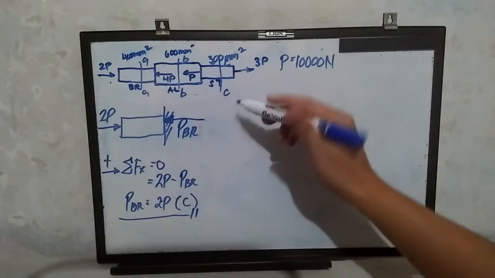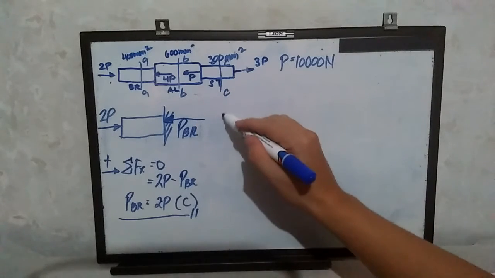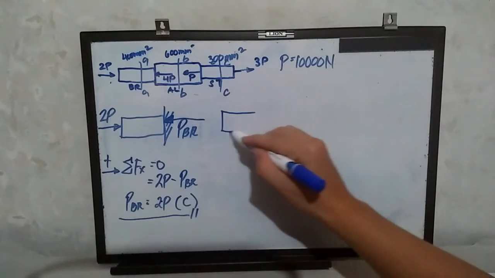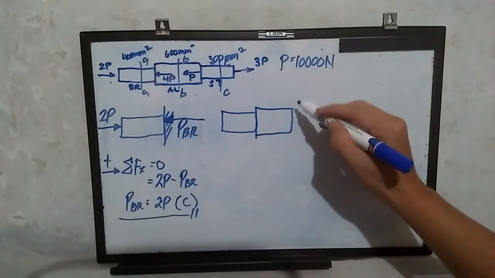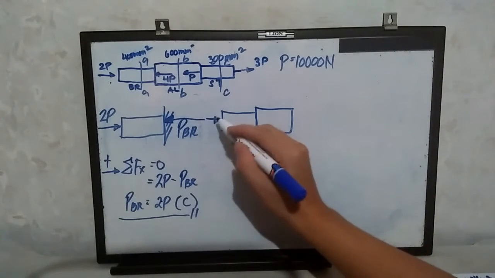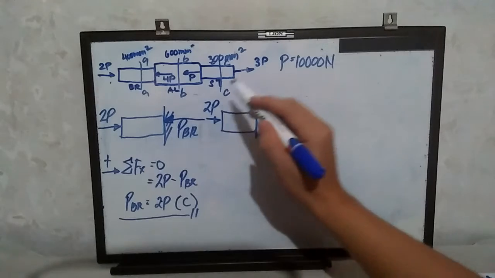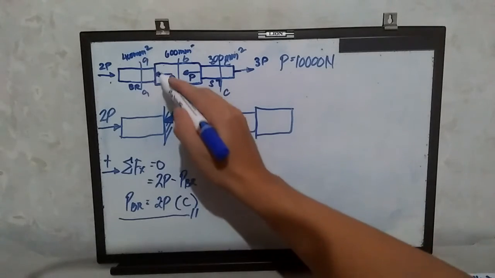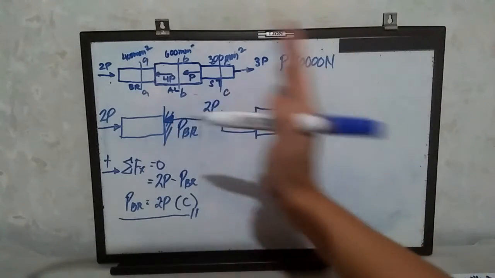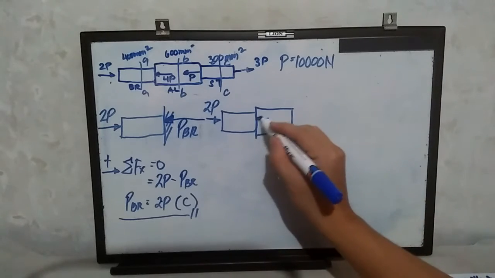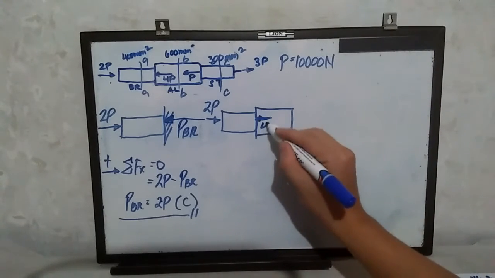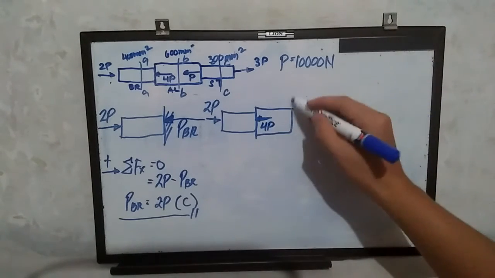So let's go with the aluminum section. We just need to draw the free body diagram again. Like this. Just simple. You have here, going to the right, 2P again. And next is we have 4P. Let's take into account the left side of the section. So going at this direction, so this is 4P. And of course, this is the cut.